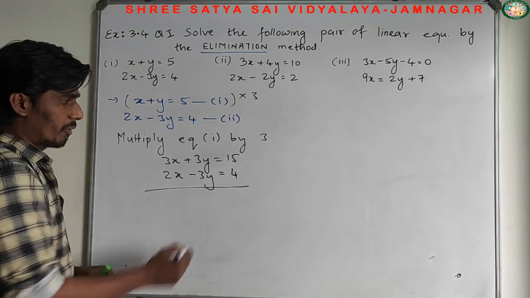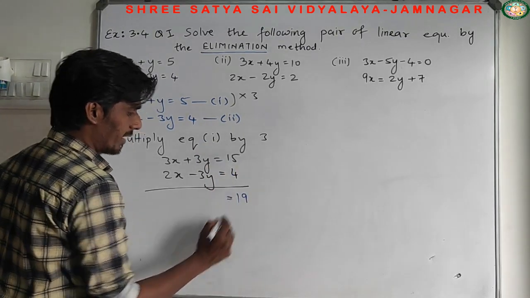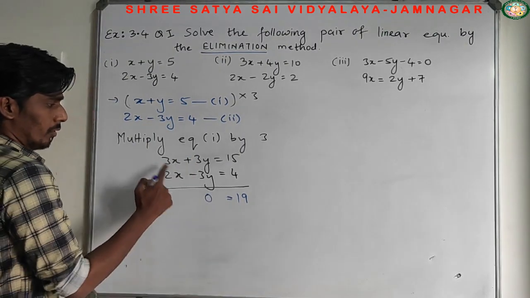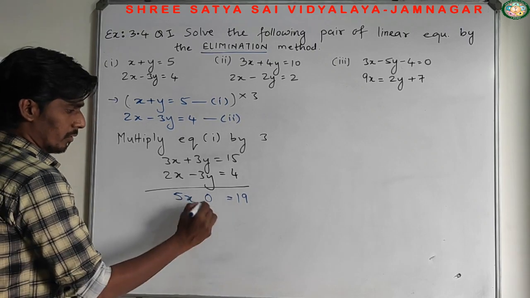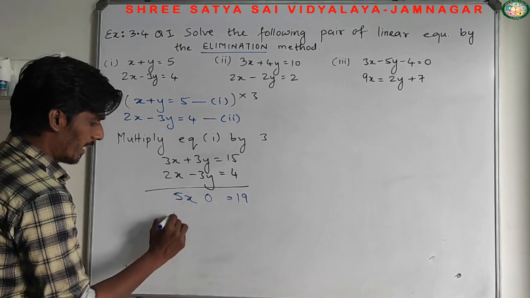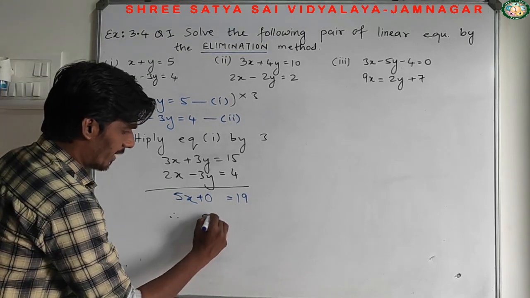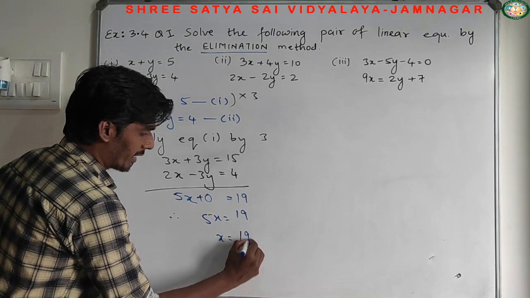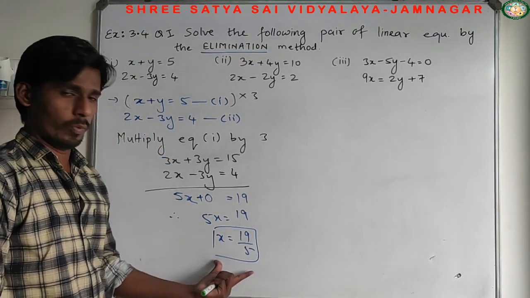Now add both the equations. It's 15 plus 4, it's what? 19. Plus 3y minus 3y, it's 0. 3x plus 2x, it's 5x. If nothing is there, it means 0. So here I got plus or minus, anything you can write. So I can write 5x equals 19. So x equals 19 upon 5. So this is the value of x. One solution I got.